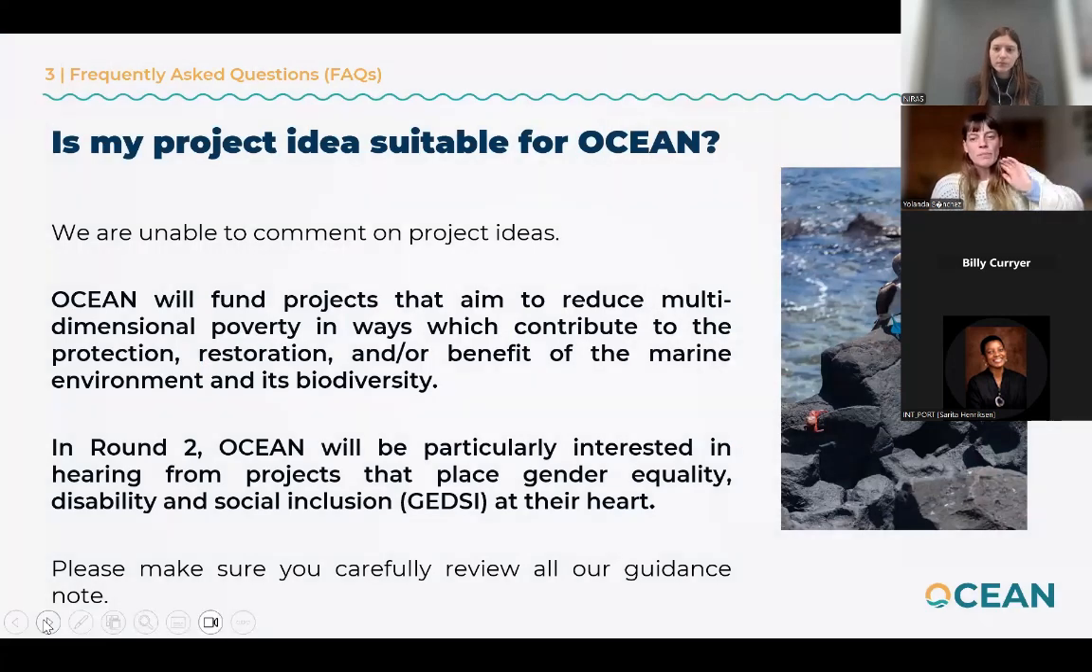I think that one of the most important things we want to share with you all is that even if we are here to support you during the application process, we cannot comment on your project ideas. So Ocean will fund projects that aim to reduce multidimensional poverty in ways which contribute to the protection, restoration, and or benefit of the marine environment and its biodiversity. It is so important for you to demonstrate how your project will support poverty alleviation and marine conservation at the same level, as an equilibrium.